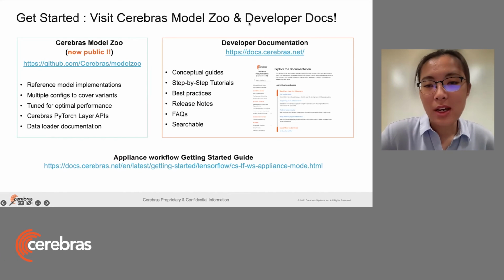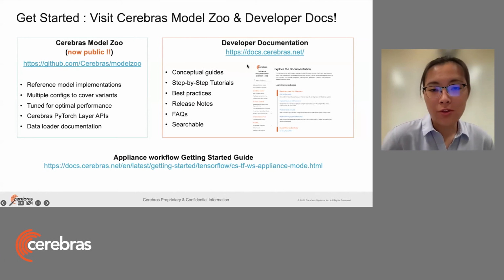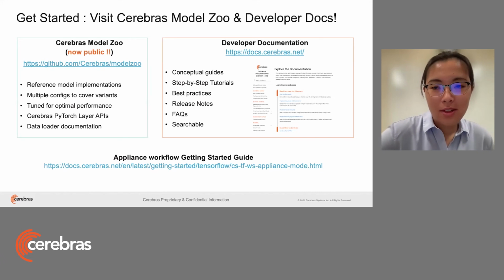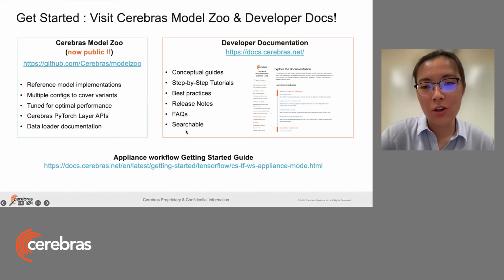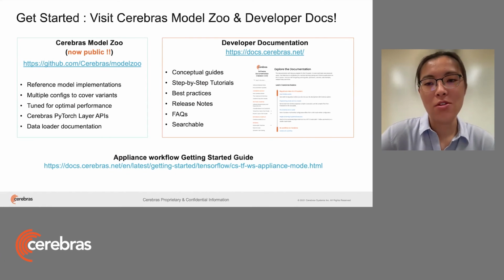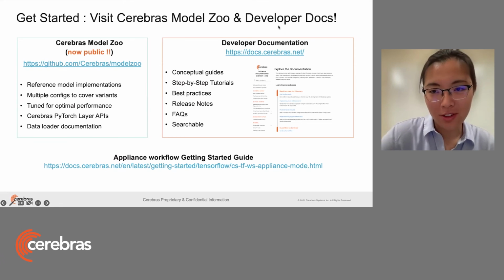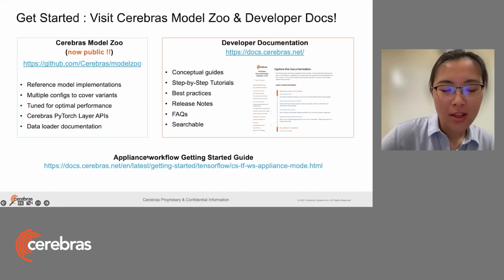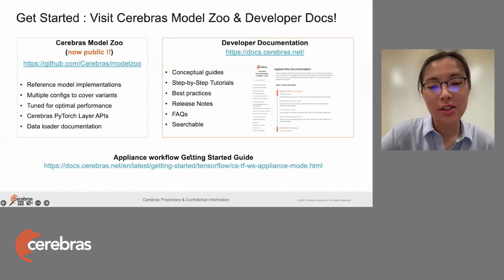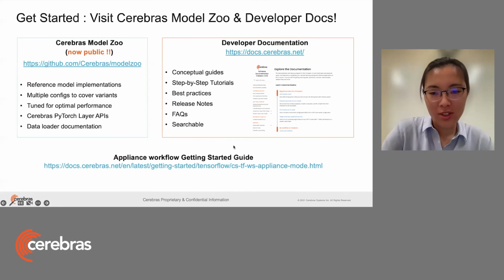Also, please visit our developer documentation webpage. This is a very comprehensive reference that contains everything from conceptual guides to step-by-step tutorials on how to do runs, best practices for using our system, release notes, common questions, and more importantly, it's searchable. If you are curious about certain keywords, just type them in and you will find your answer there. It is very comprehensively written, and I highly recommend taking a look. Specifically for running appliance flow, there's a getting started guide at this link. If you're interested, please take a look.